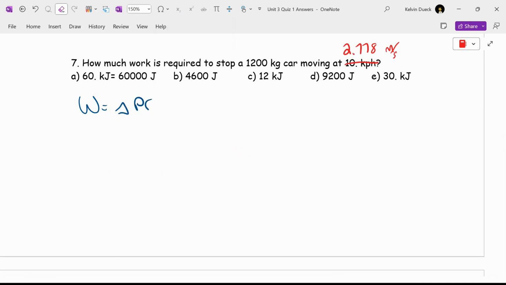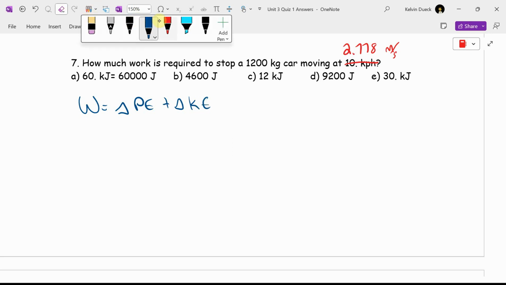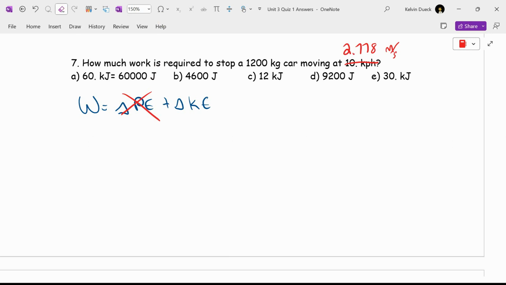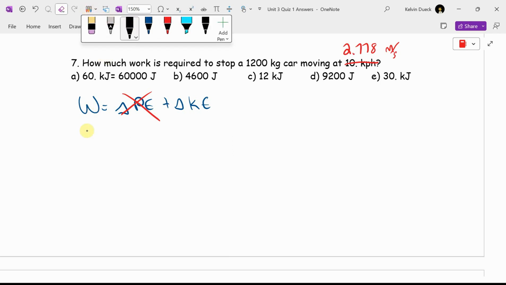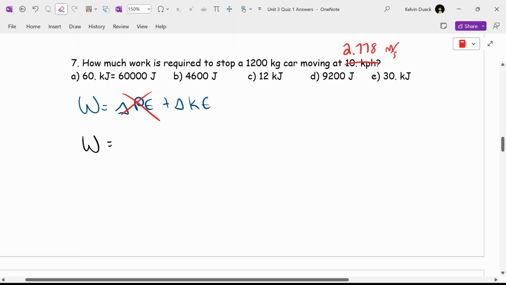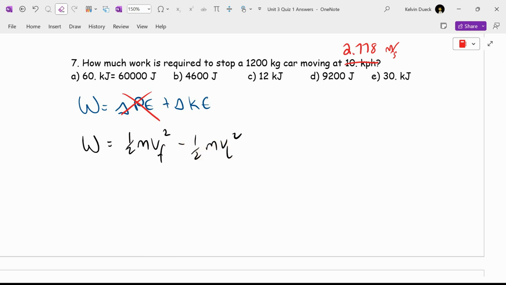It's going to be the change in potential plus the change in kinetic. I like this question. I don't like that I didn't say over level ground. We have to assume that, but we will assume that it's over level ground. On the test, I would make sure I included the phrase assume there's no change in height or assume we're on level ground. What's change in anything? Okay, we're going to end up with work equaling a half mv final squared minus a half mv initial squared.